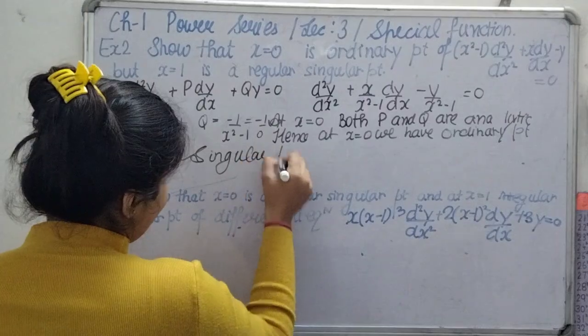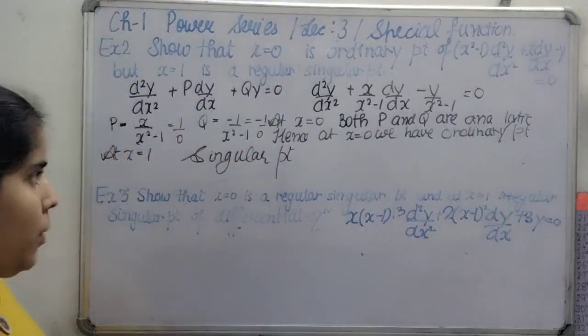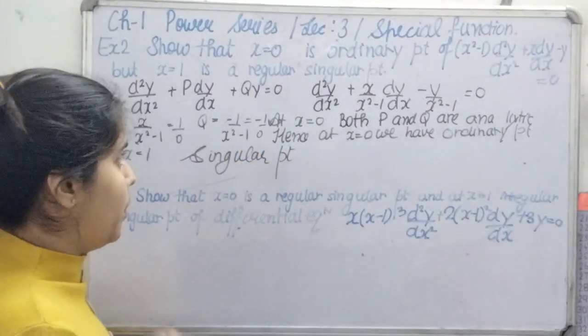So यहाँ से पता लग चुका है कि एक singular point है. अब singular point क्यों है? क्योंकि ये ordinary point नहीं है. Means ordinary point क्यों नहीं है?